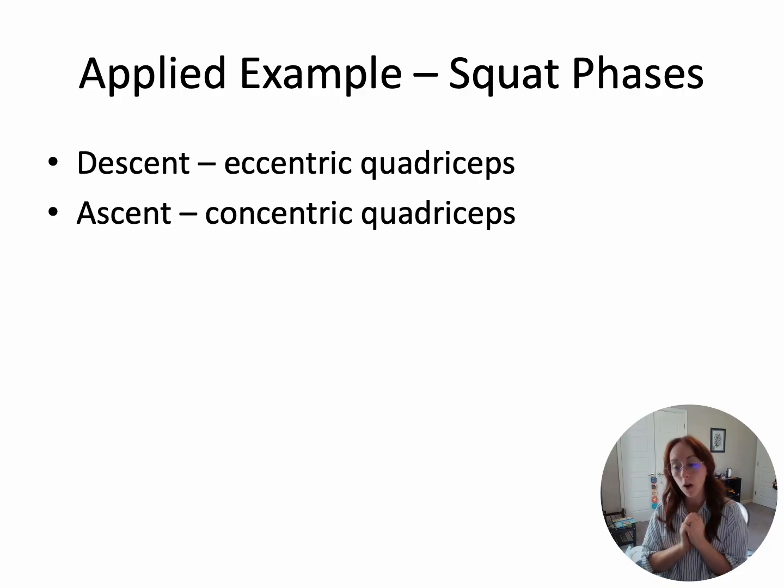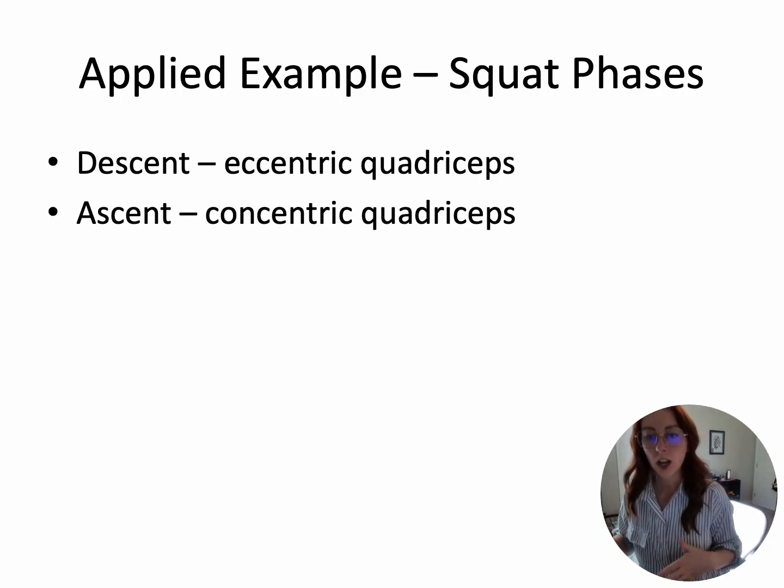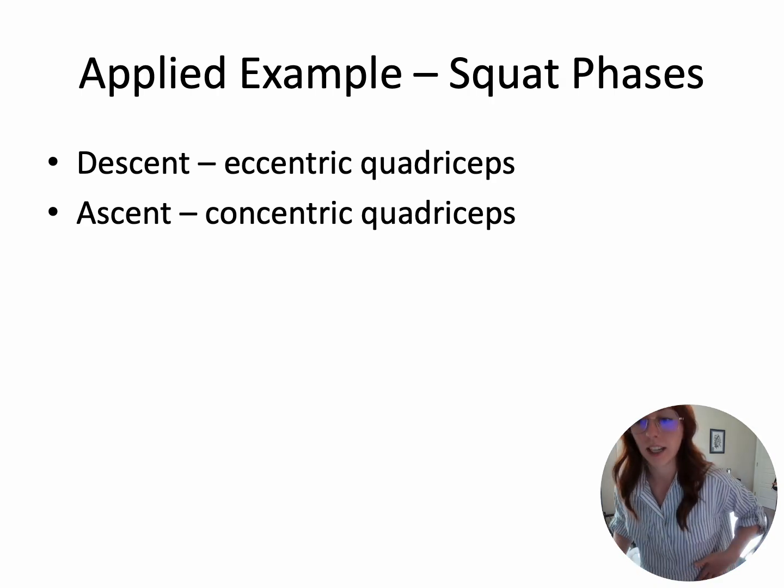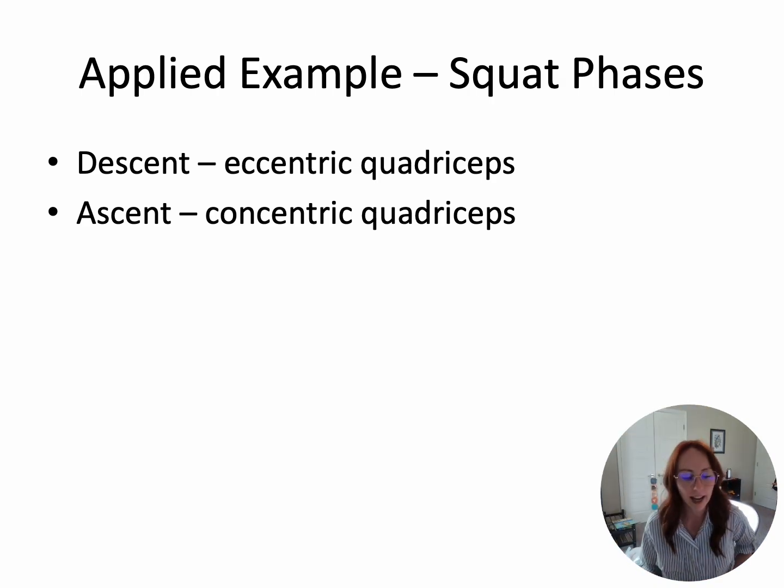So for the quadriceps specifically, when you are lowering down into the squat position, your quadriceps have to lengthen. So eccentrically, they have to generate tension to support yourself as you're lowering down into that squat position. And then during the ascent, they shorten to help you stand back up, to help with that hip extension. So they're going to have that concentric contraction during the ascent.